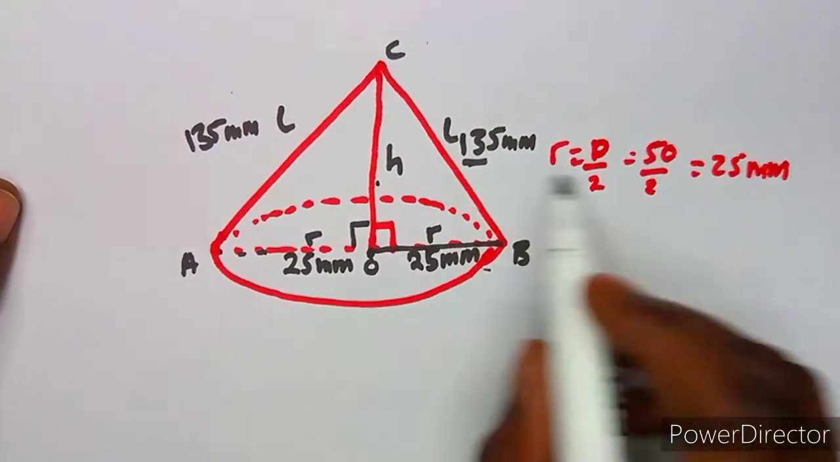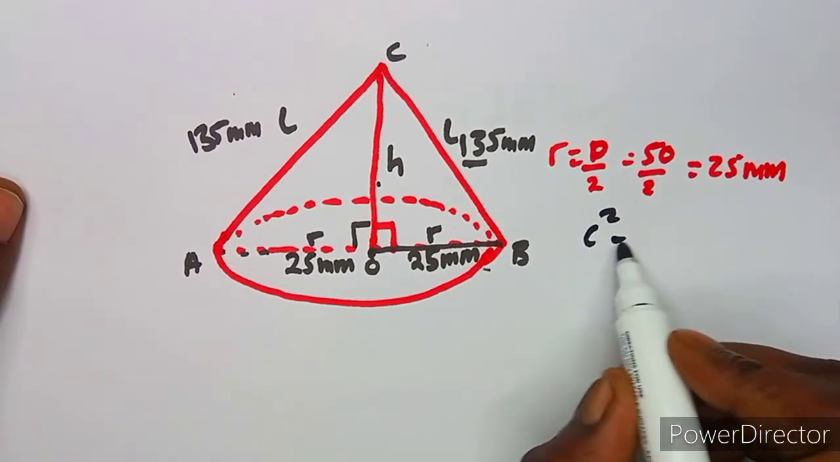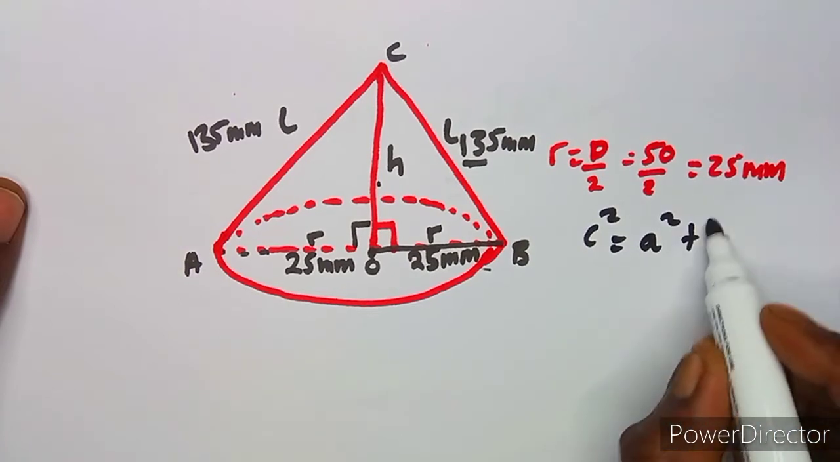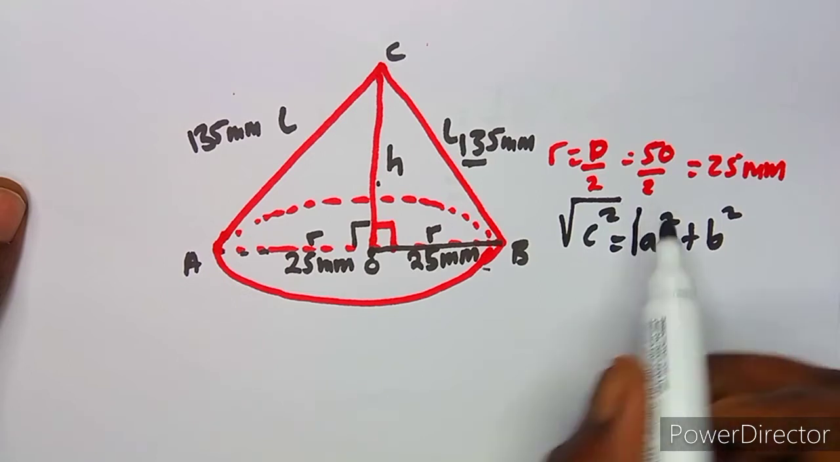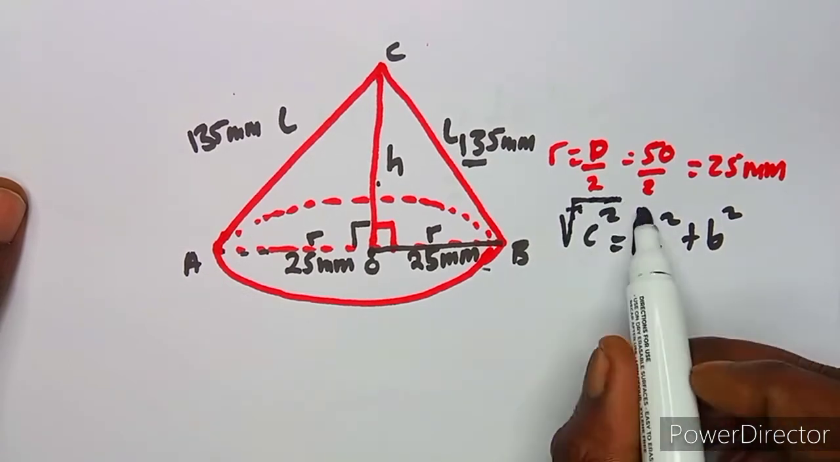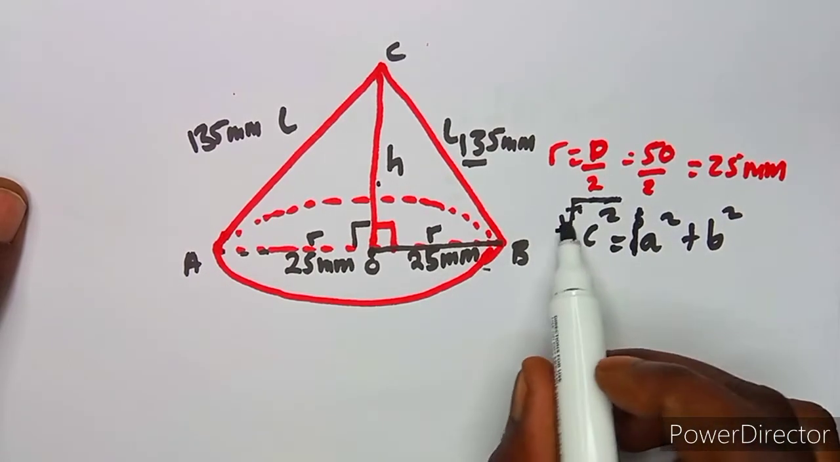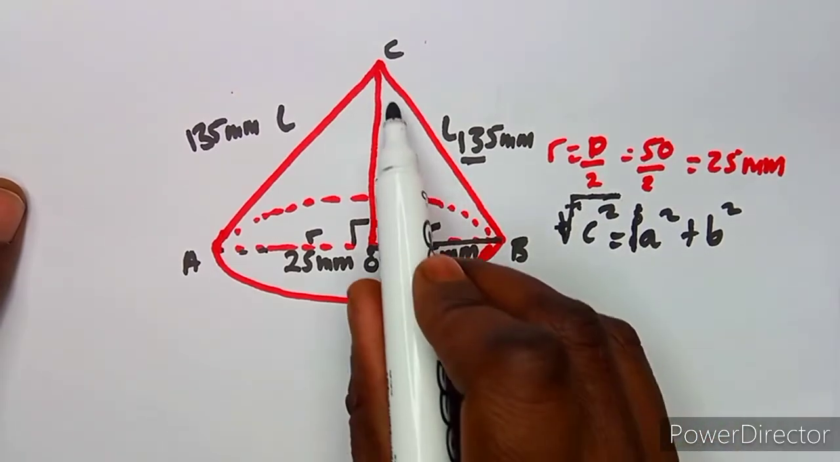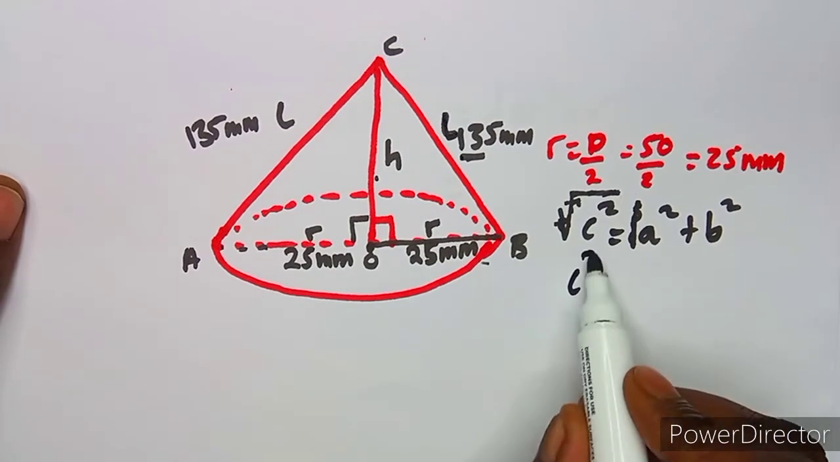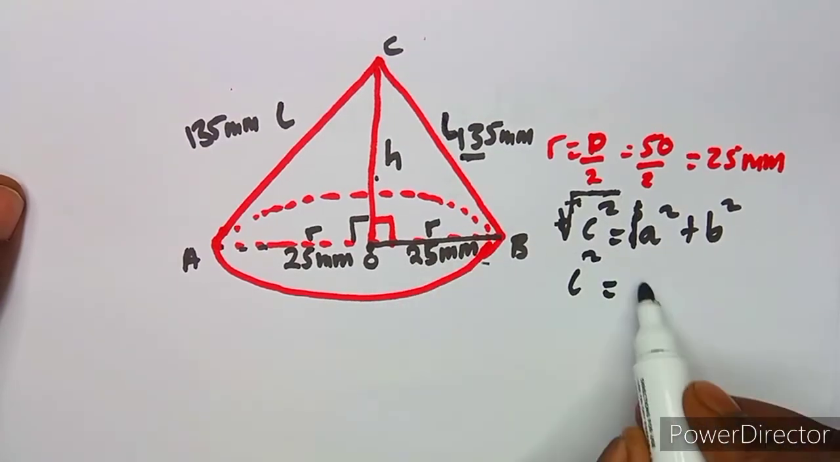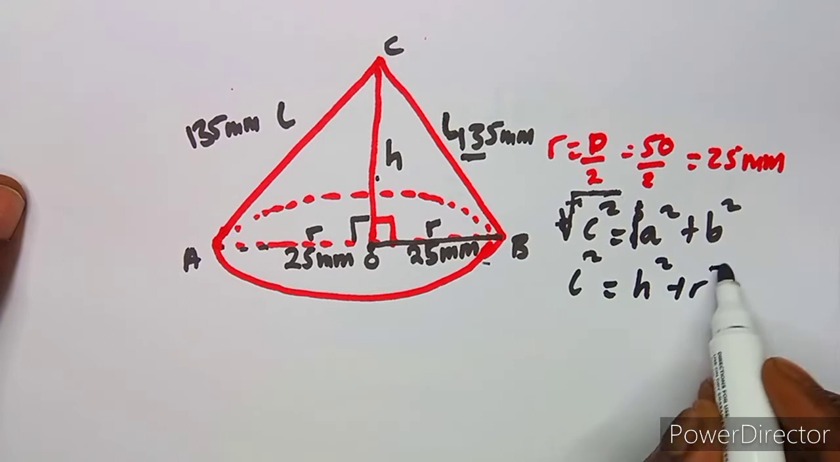We can apply the Pythagoras theorem, since we know that c squared is equal to a squared plus b squared. Oh, we are not finding this c, we are given the c. So let's just substitute. The c, which is the l, which is this one. So we can just use l squared is equal to h squared plus r squared, or r squared plus h squared.